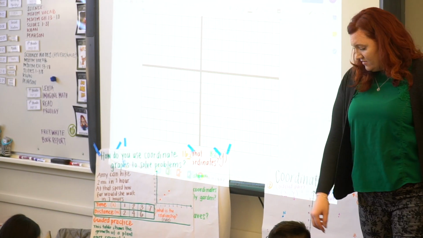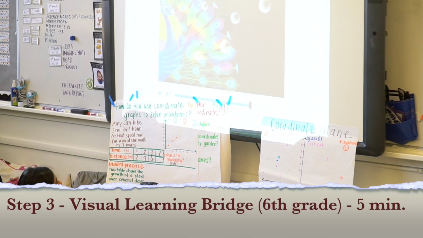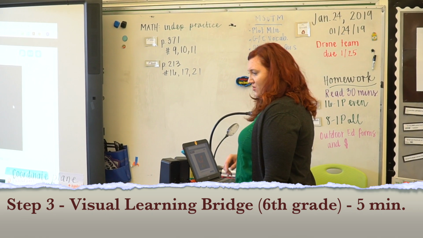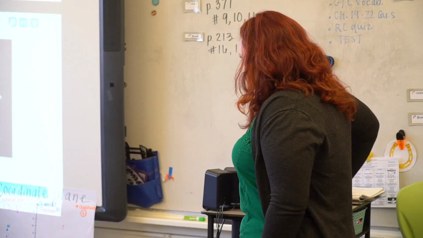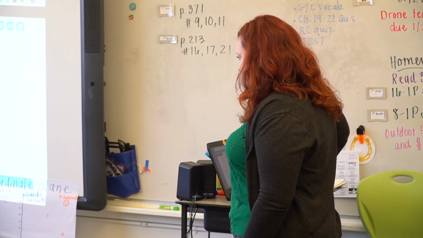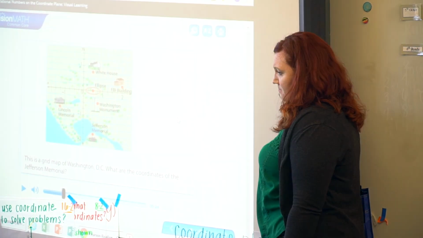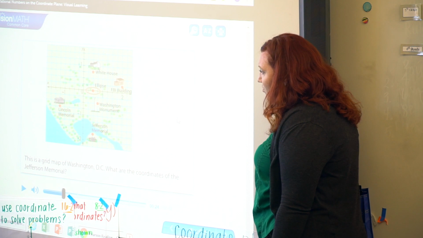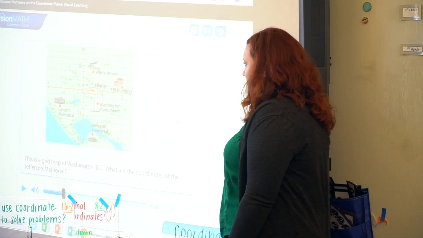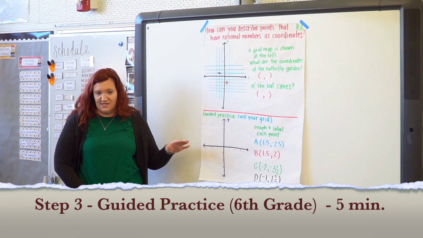Okay, so you can leave your board to the side. We are going to look at our visual learning so you can look at what we are working on. How can you describe points that have rational numbers? The coordinate is pointing us to the Jefferson Memorial. 1/2 and -1 and 3/4. Let me see. Here is a 1. Okay, so for guided practice today, we are just looking at using rational numbers as coordinates instead of whole numbers.